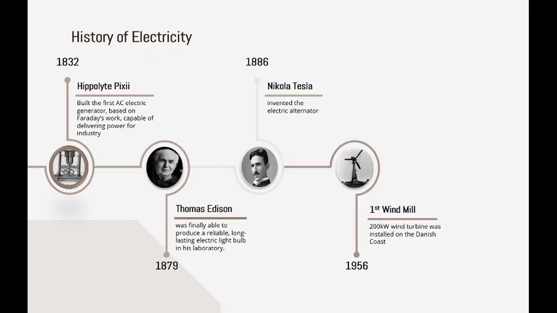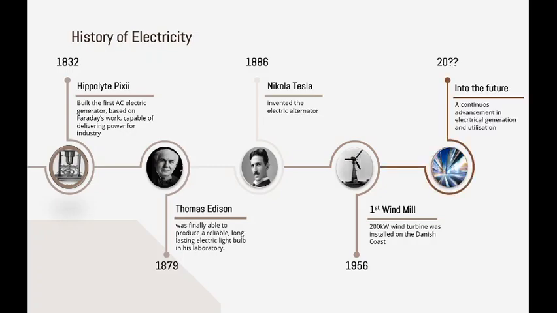Then the first windmill was installed on the Danish coast in 1956, a 200 kilowatt windmill. Then in the near future, there is a lot of research on advancement in electrical generation and utilization, like in solar, wherein we don't need any moving parts, and solar is one of the best electricity generators that has been produced. But as of now, it is not so recommended, even by the inventor itself, because of the area that it occupies.